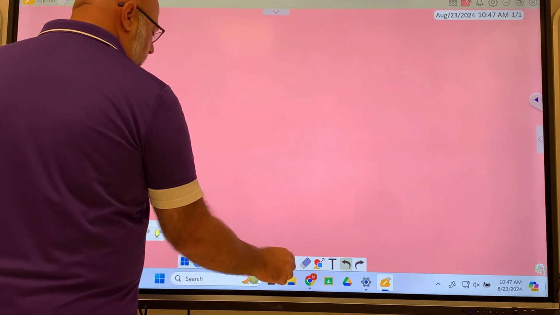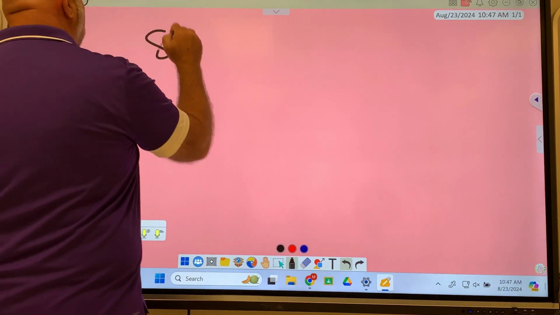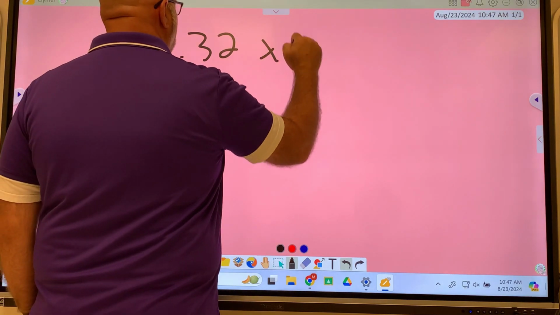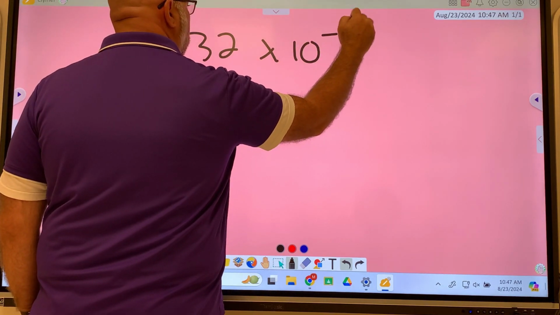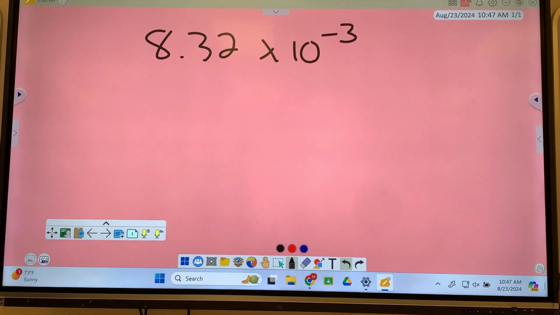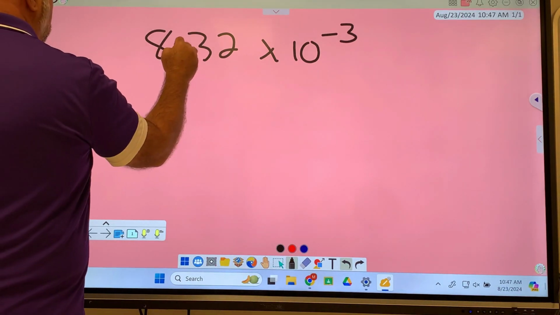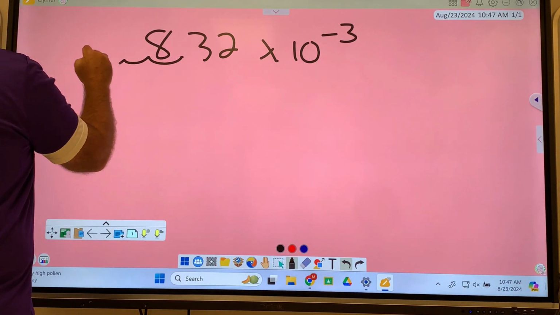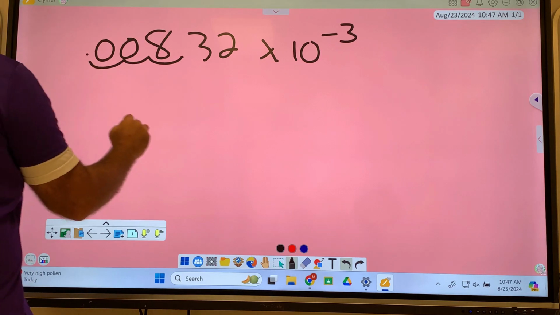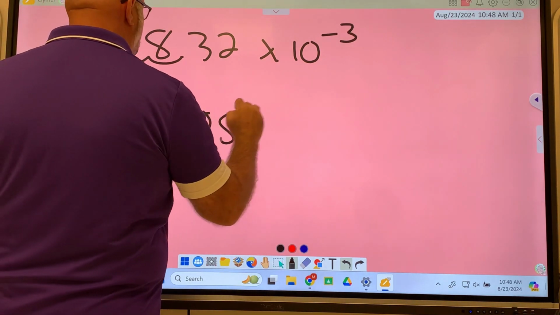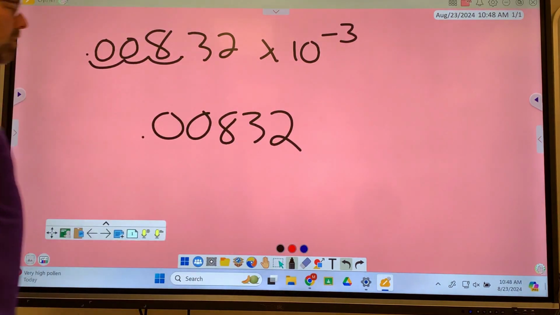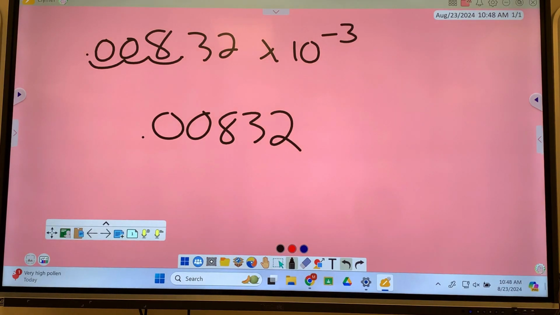Let's do a small number. So, is this going to be a big number or a small number? Small number. Which way do we have to move the decimal to make this number smaller? And we have to move it 1, 2, 3 times. 0, 0, 8, 3, 2 is our number.